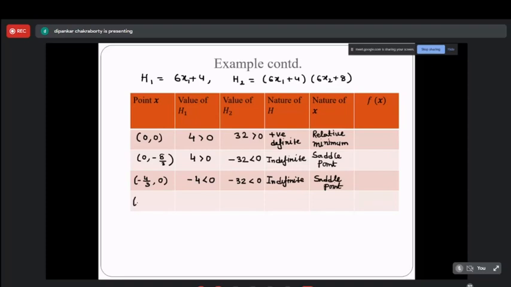Last point, minus 4 by 3, minus 8 by 3. First one, again similarly minus 4, which is less than 0. This one, minus 4, and this one, minus 8, so plus 32, which is greater than 0. Now what is the nature of the function? Negative definite. Now it is negative definite. So the nature of the point is relative maximum.